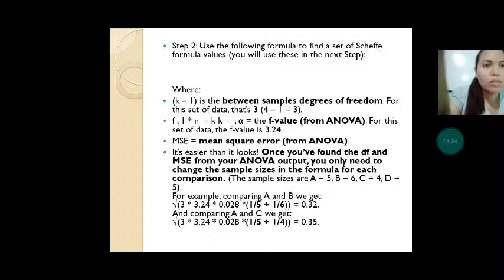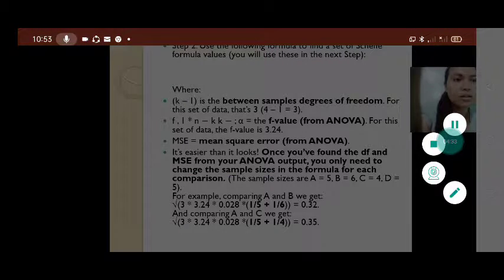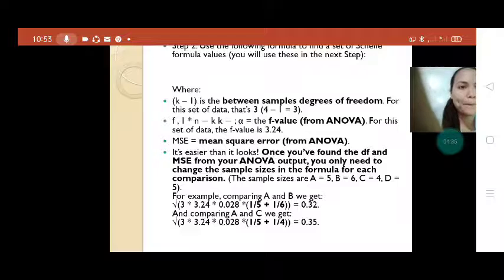So step 2. Use the formula to find a set of Scheffe values. You will use this in the next step. So mauna na siya. Where K minus 1 is the between-samples degrees of freedom. For this set of data, that's 3. Then 4 minus 1 is equal to 3.